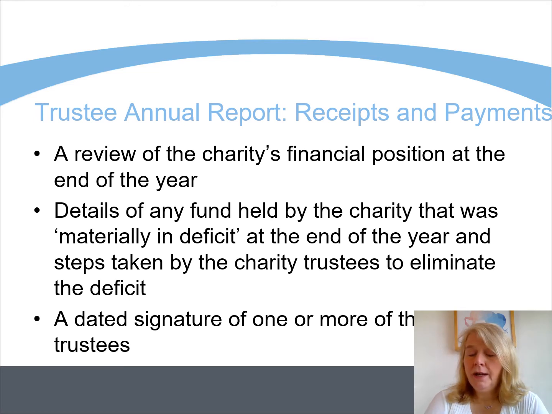The next section then asks about the charity's financial position at the end of the year, and those figures should match the figures that you put on the online annual monitoring return form, and they should also match the figures from your accounts. You need to say if there's any funds held materially in deficit at the end of the year and any steps that the charity trustees have undertaken to reduce that deficit. And then there should be a dated signature of one or more of the trustees.